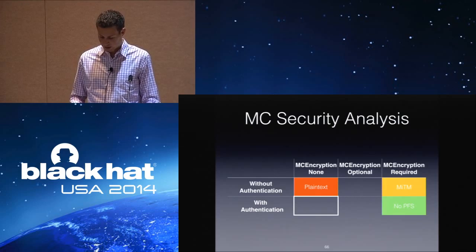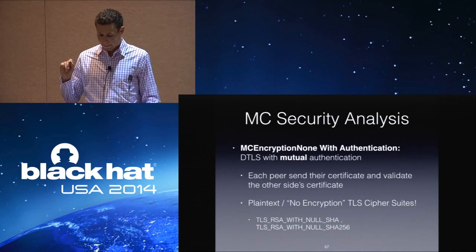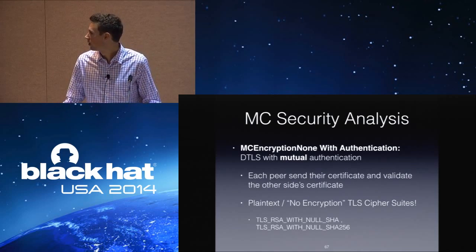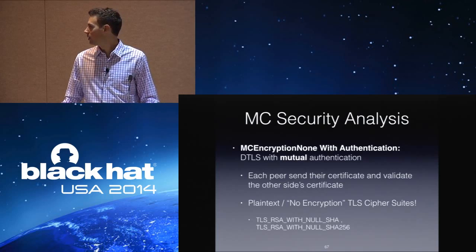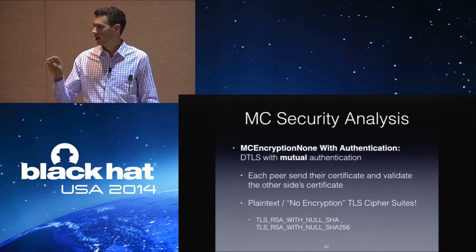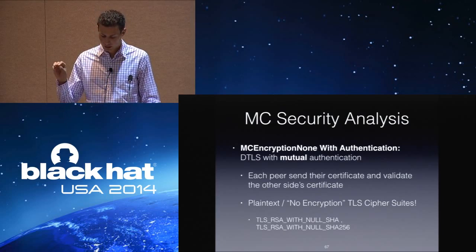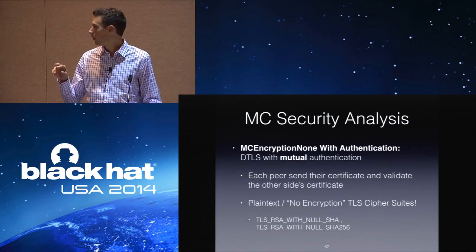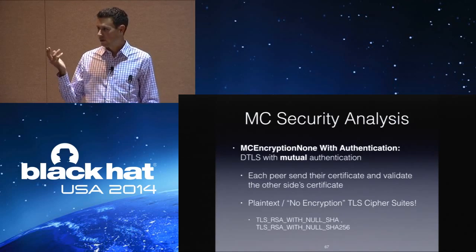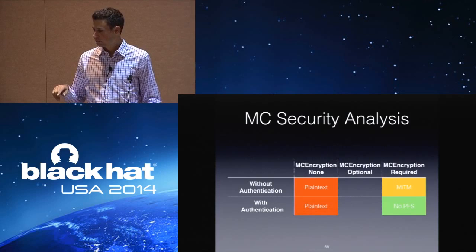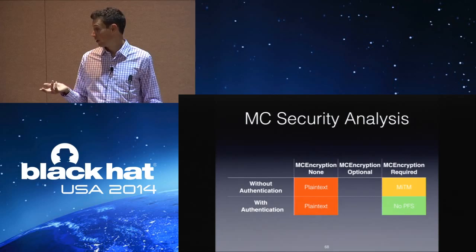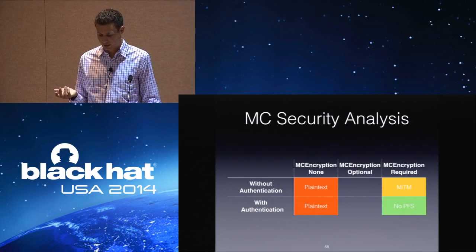Then with authentication, this one is kind of interesting. So you get DTLS with mutual authentication, but it's using the null cipher suites, which are cipher suites that don't encrypt anything. So as you can see, RSA with null SHA. So basically, you have authentication, but all the traffic is plain text. Again, that's kind of what you asked for, so no surprises there.